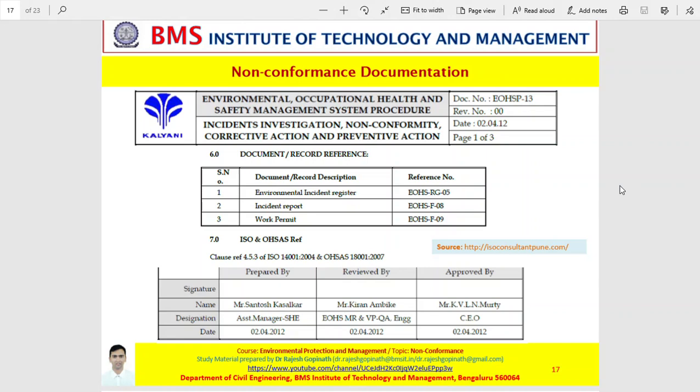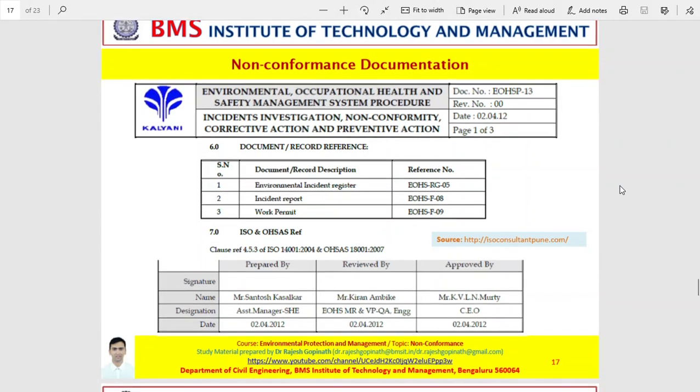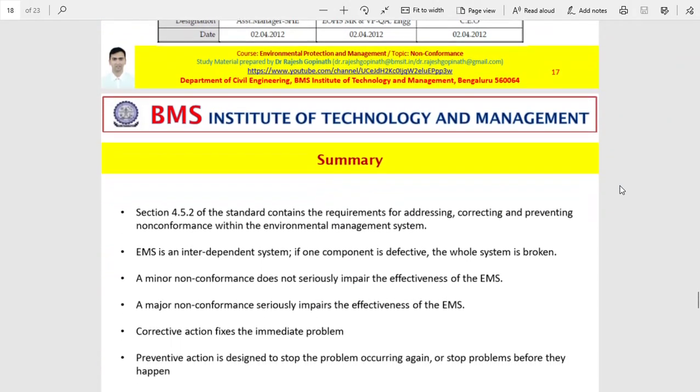Okay, what is the document number? Which revision is this? Is it the first revision or second revision? When was this carried out? How many pages are there in this document? And when we carried out this, what all documents have been referred while undertaking this process? Finally, you see signatories, that is auditee, auditor and the verifier. Okay. Let's move on to the summary, that is slide 18.